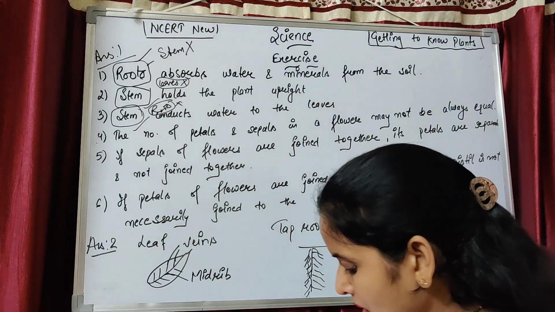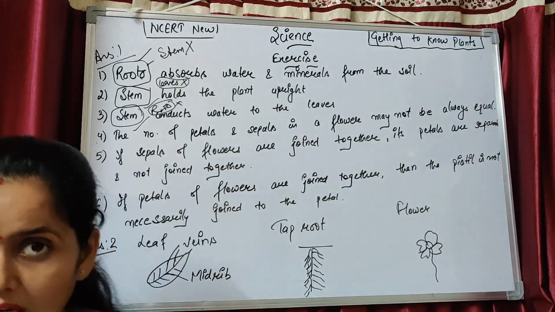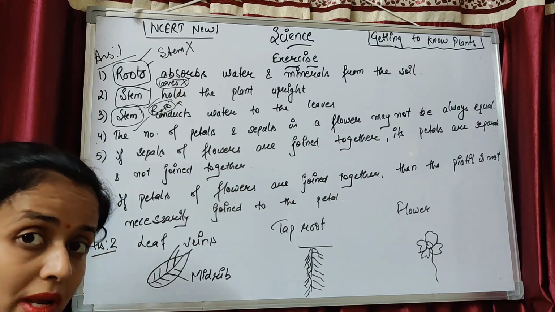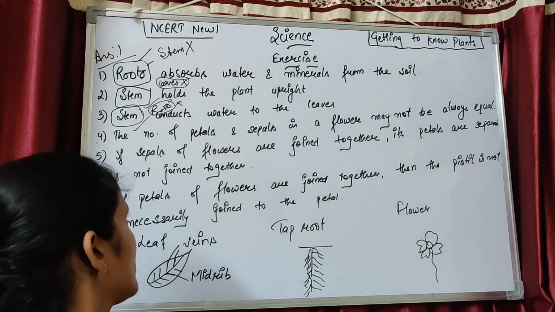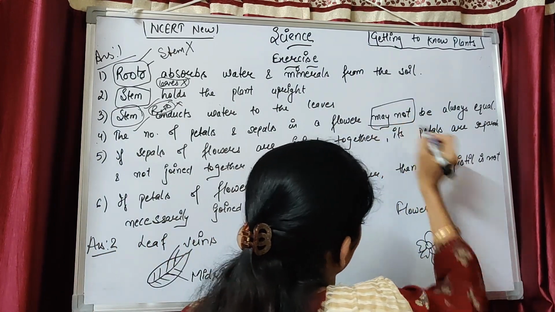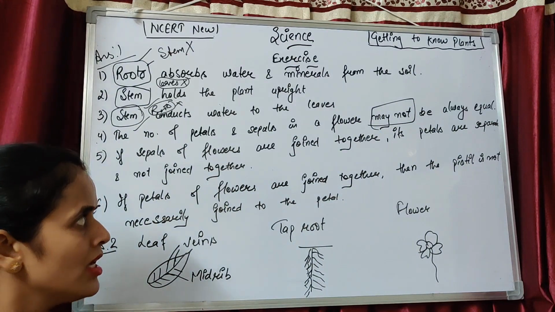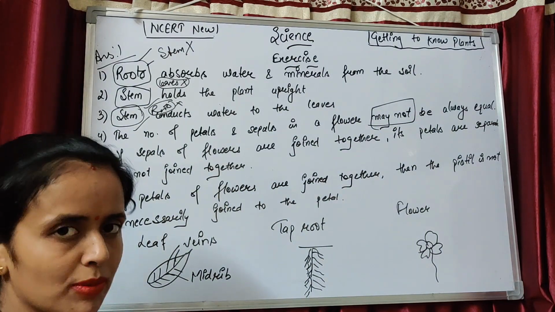Part number 4. The number of petals and sepals in a flower is always equal. No, it may be, it may not be. The number of petals and sepals in a flower may not always be equal. It may be equal, it may not be equal. So we can't say that it should be equal.